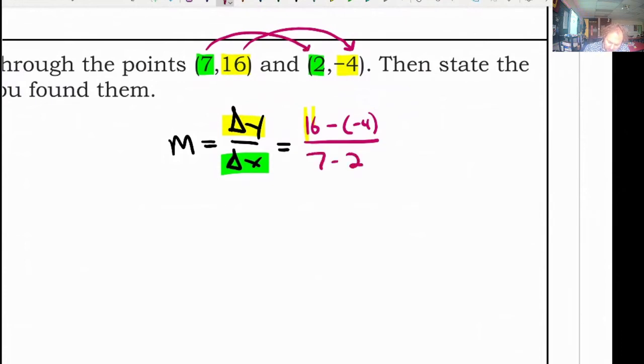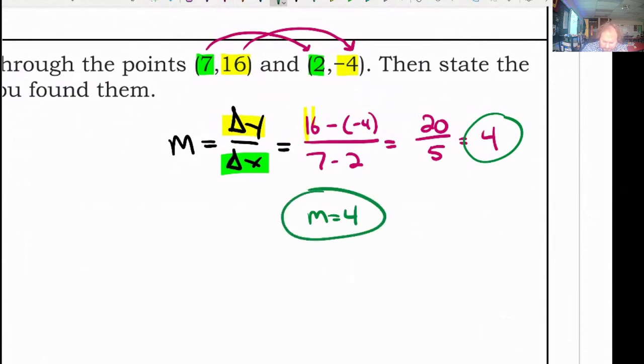The biggest problem you run into with students on these problems is they go too fast. So take time, slow down, think about it before you go. 16 minus negative 4 is 20, and 7 minus 2 is 5. And 20 divided by 5 is 4. So right away, we got the y-intercept, or sorry, not that, that's the slope. So I'm going to cap this off by saying m is equal to 4, which is pretty cool.